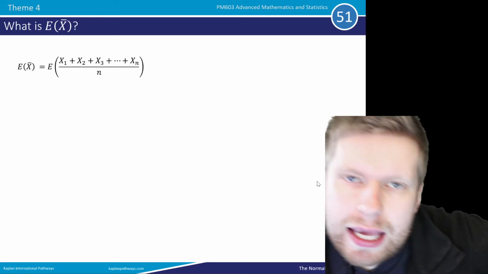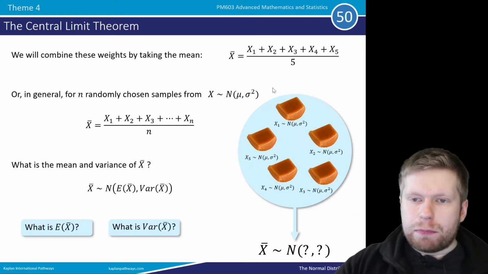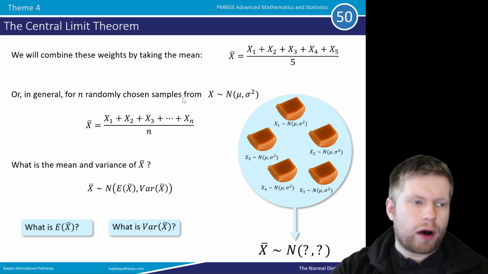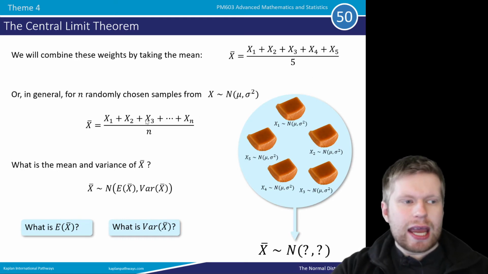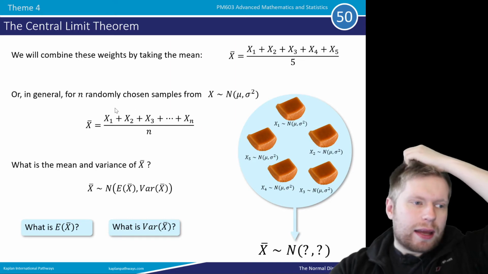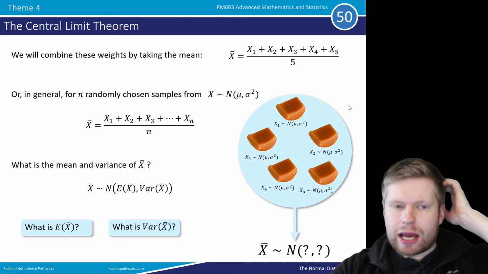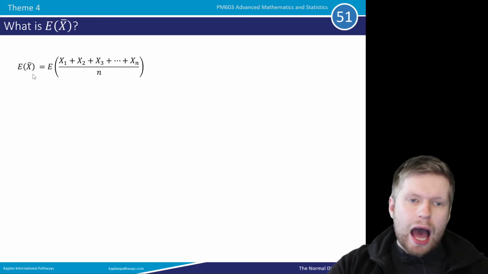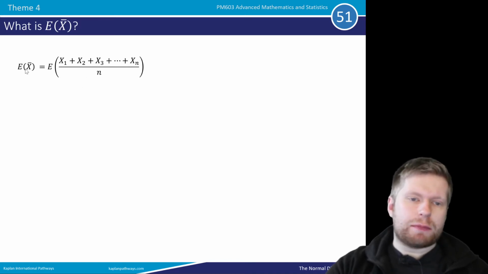So let's just think. I've defined x bar as basically x1 plus x2 plus x3 plus x4 plus x5 all over 5. So more generally, it's just taking each individual random variable and dividing by the number of random variables that you've got. That's how you take the mean, okay? And I'm asking, what is the expectation of x bar? So what's the expectation of this thing, okay?